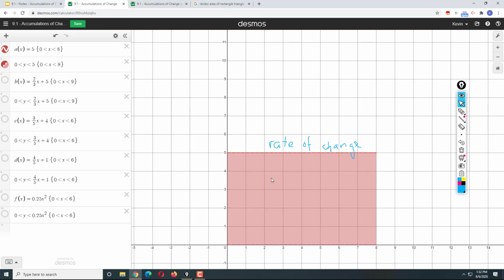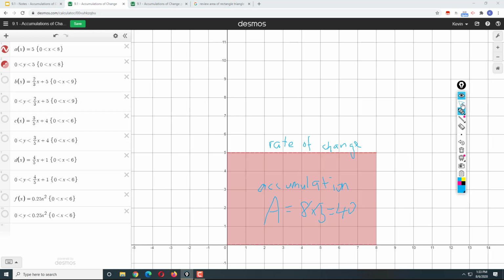The accumulation is the area under the graph of our rate of change, which is a of x equals 5. So the accumulation is really just this area, the area under our graph, a of x equals 5. Given that a of x equals 5 is a straight line and is constant, the area under the graph is a rectangle. It's a rectangle with length 8 and height 5. So the area, length times width, is 8 times 5 equals 40.